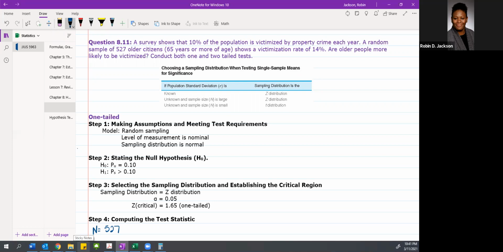My sample proportion is going to be 0.14. And that's because where it says a random sample of 527 older citizens, 65 years or more of age, shows a victimization rate of 14%. Okay.